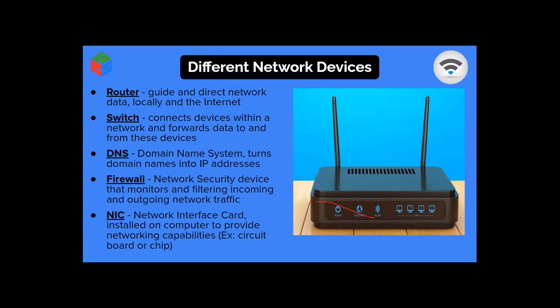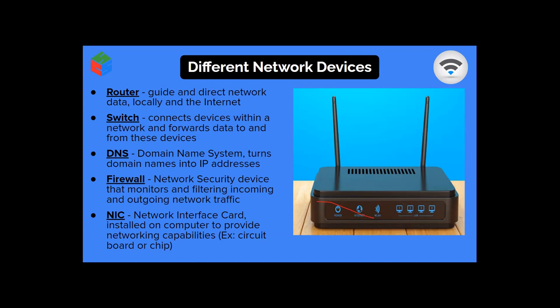So now let's talk about different network devices. The first one we're going to start off with is the plain and simple router. I have a picture right here that even displays the device connected to the LAN. So what is a router? A router is a device that guides and directs network traffic, both locally, and they can even be larger, and then they connect you to the internet.